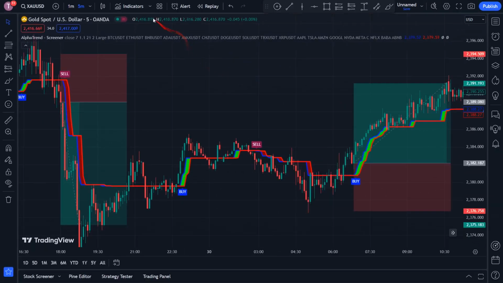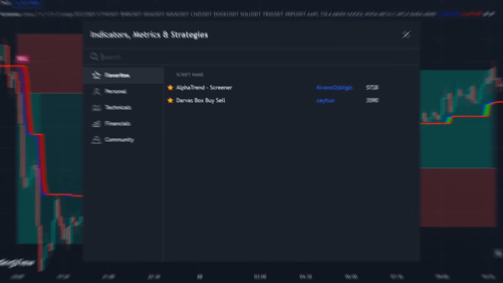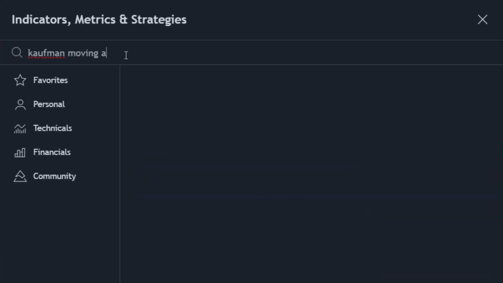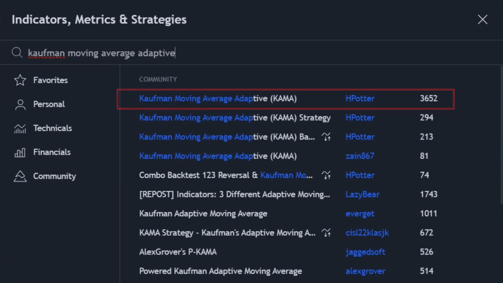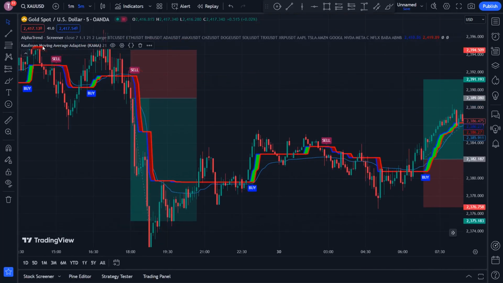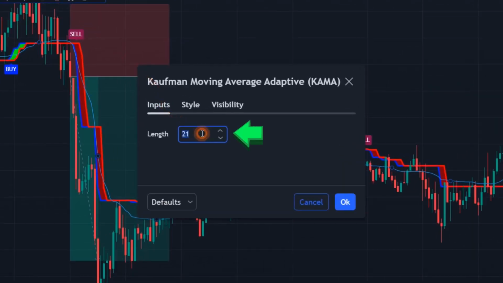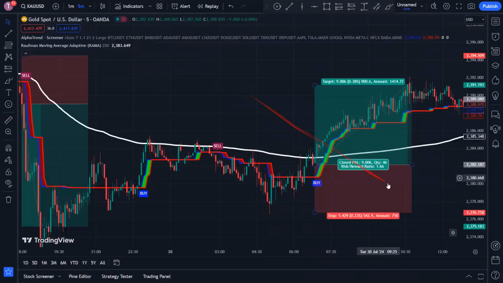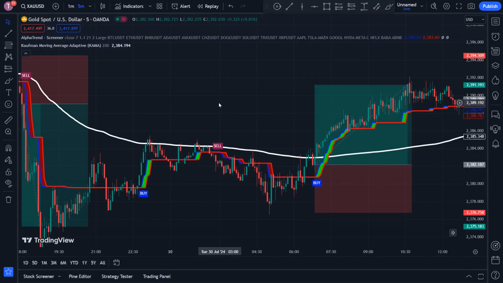So to add the second indicator, go back to the indicator tab and type Kaufman Moving Average Adaptive. When you find it, click on it to add it to the chart. Now, as always, go to the settings of this indicator and make the necessary changes. Now that we have done everything, let me tell you how to use this indicator.